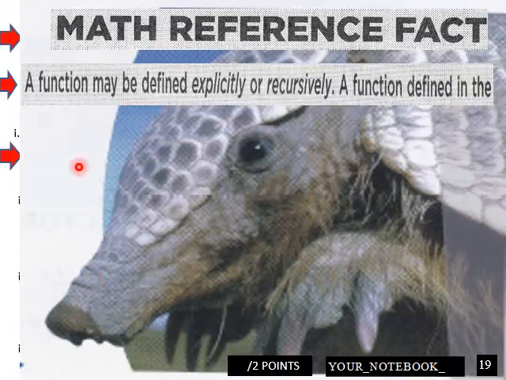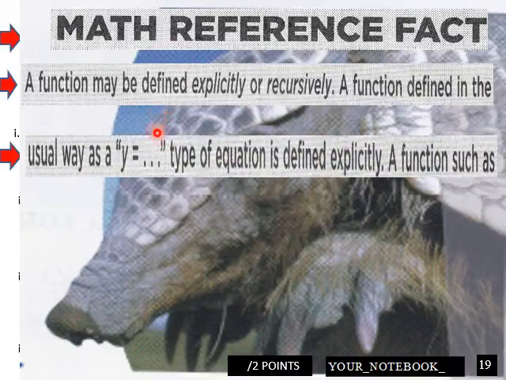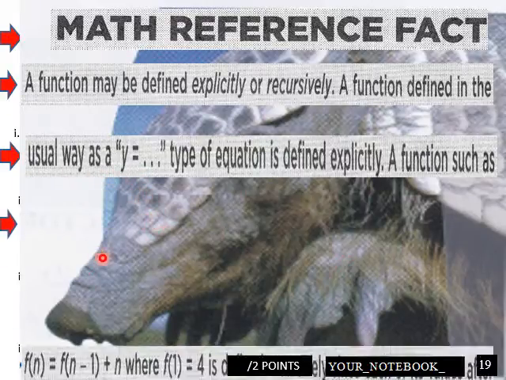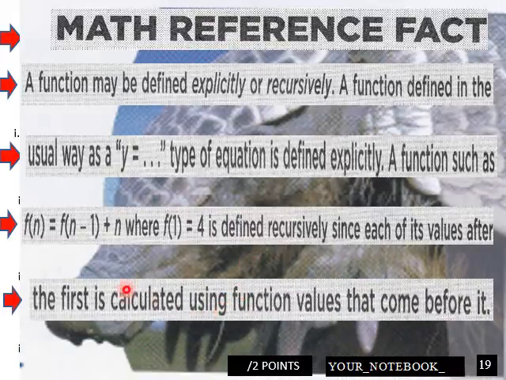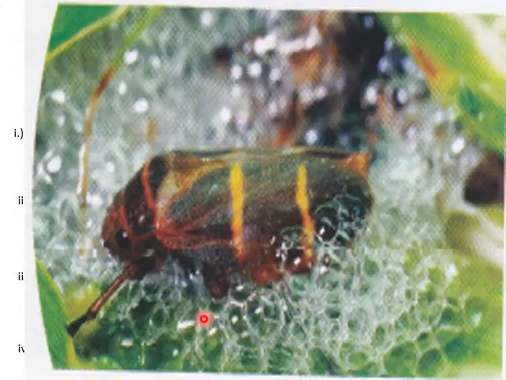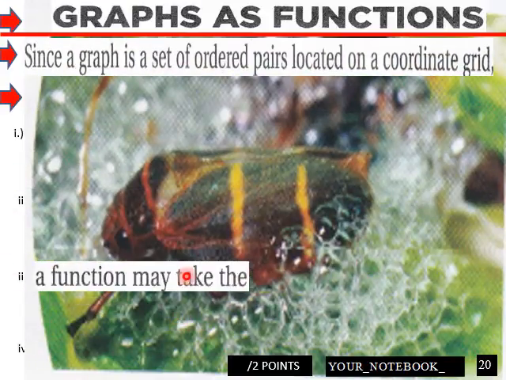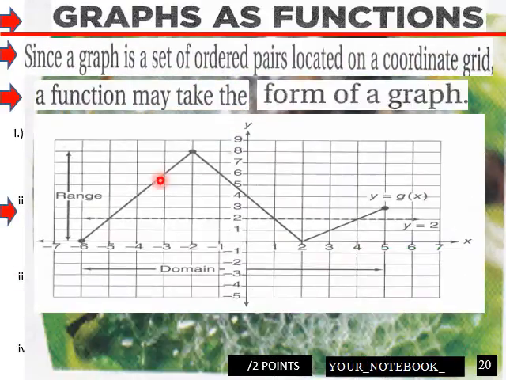Math reference fact. Functions may be defined explicitly or recursively. A function defined in the usual way, as a y equals type of equation, is defined explicitly. A function such as f of n equals f of n minus 1 plus n, where f of 1 equals 4, is defined recursively, since each of its values after the first is calculated using function values that came before it. So, graphs as functions: a graph is a set of ordered pairs, like this here, as a graph of a function.